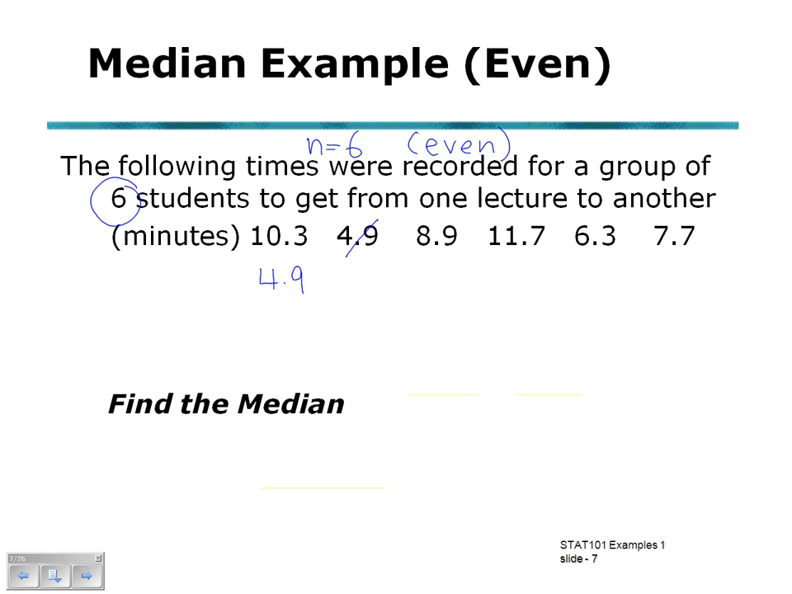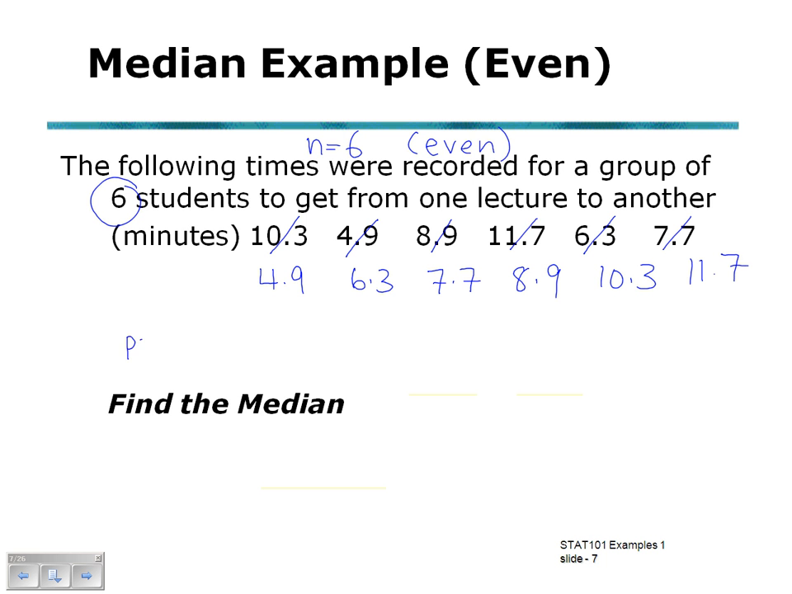Starting with our smallest value, 4.9, scoring them off as we go to make sure we don't miss any, moving through 6.3, 7.7, 8.9, 10.3, up to the largest value of 11.7.